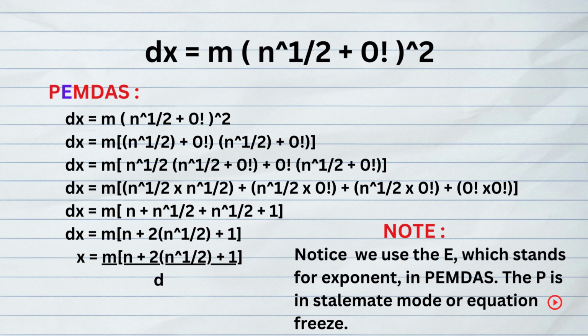Notice that we use the E, which stands for exponent, in PEMDAS. The P is in stalemate mode. The term stalemate mode, or equation freezes, was coined by Lawson to describe an equation where it can no longer be solved without deviating from the rules of operations.